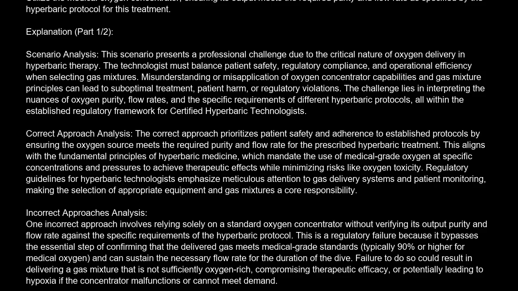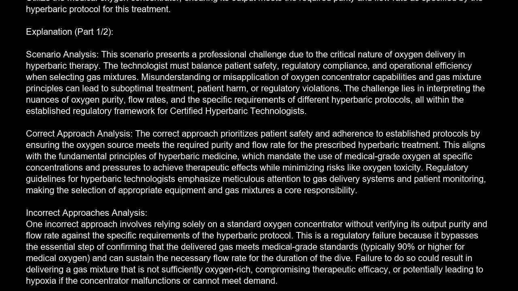Correct approach analysis. The correct approach prioritizes patient safety and adherence to established protocols by ensuring the oxygen source meets the required purity and flow rate for the prescribed hyperbaric treatment. This aligns with the fundamental principles of hyperbaric medicine, which mandate the use of medical-grade oxygen at specific concentrations and pressures to achieve therapeutic effects while minimizing risks like oxygen toxicity. Regulatory guidelines for hyperbaric technologists emphasize meticulous attention to gas delivery systems and patient monitoring, making the selection of appropriate equipment and gas mixtures a core responsibility.